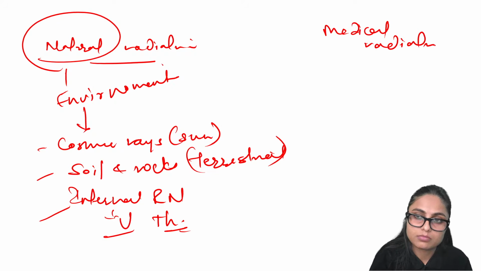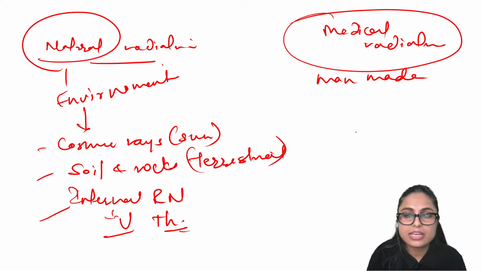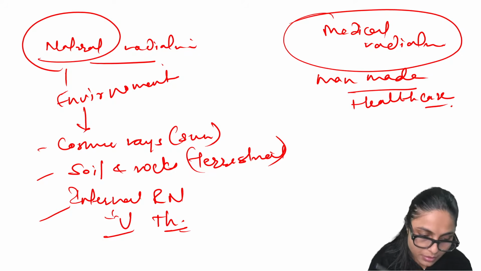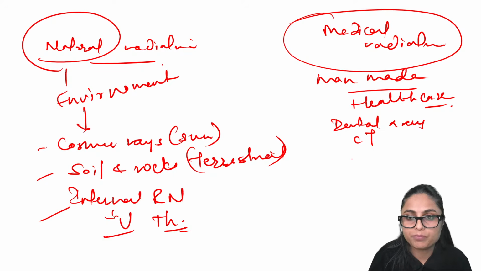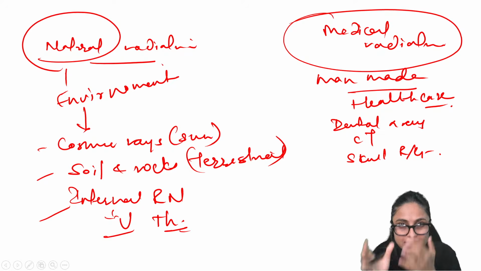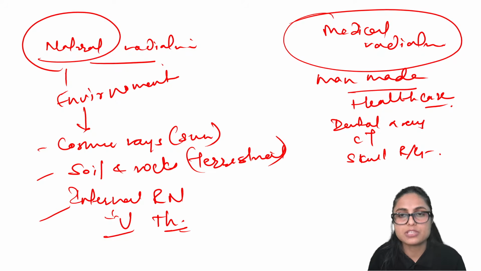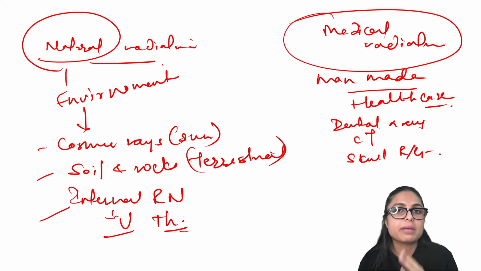Medical radiation is man-made radiation, the radiation that we use in healthcare units. It could be dental x-rays, CT scans, or any skull radiography. This medical radiation is given intentionally to the patient, for the benefit of the patient only. So these are the differences between natural radiation and medical radiation.